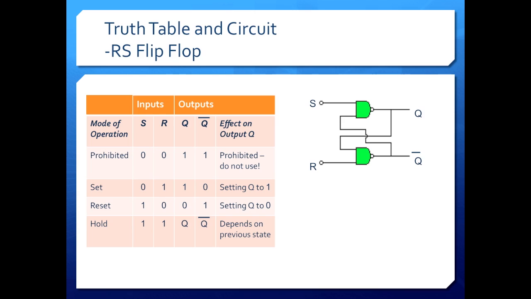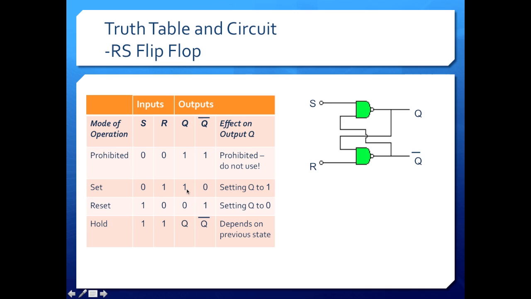So for example, you can see how with this prohibited state it's saying do not use, because the output is 1 for Q and Q naught is also 1. Well, you can't obviously have that as an output because they're supposed to be opposite. That's why it's prohibited, and we do not use those sets of inputs on an RS flip-flop for that very reason. That leaves us with 3 possibilities left.